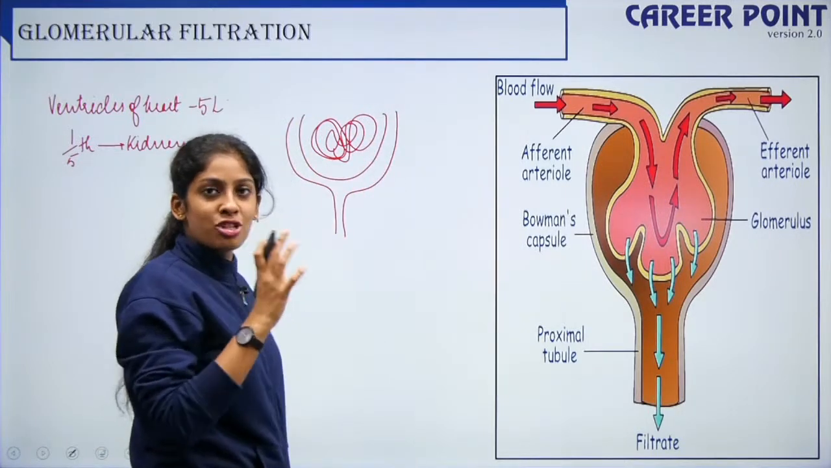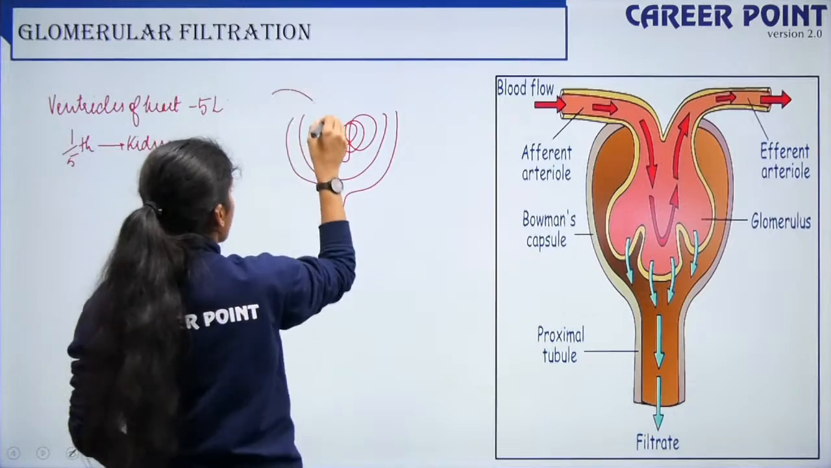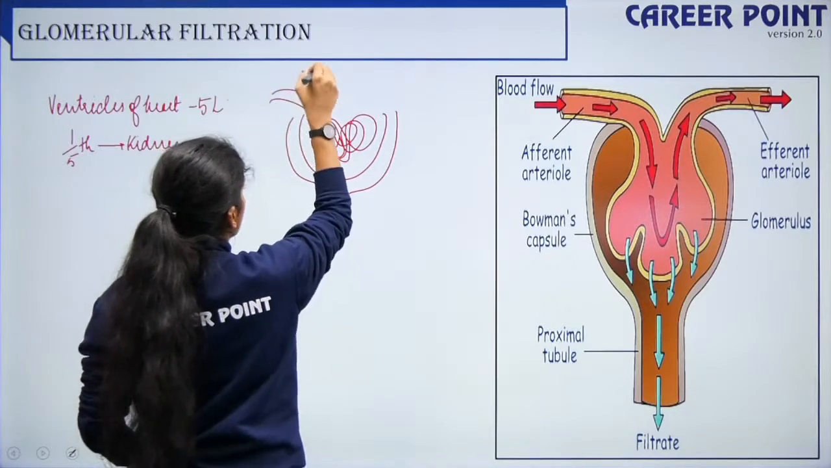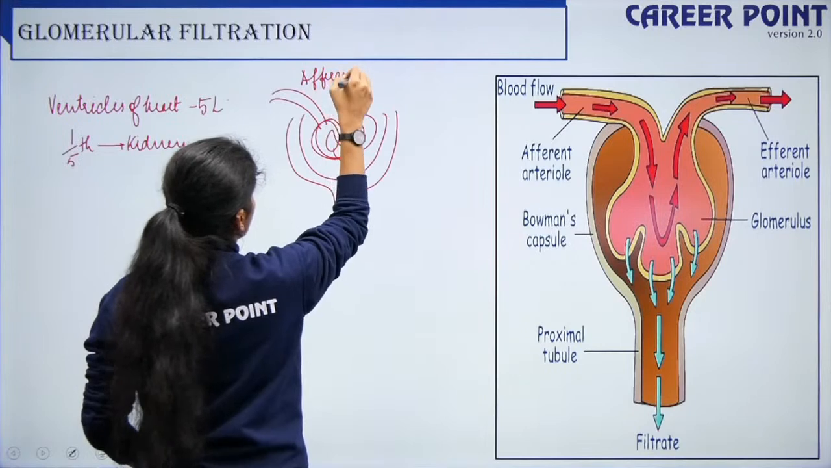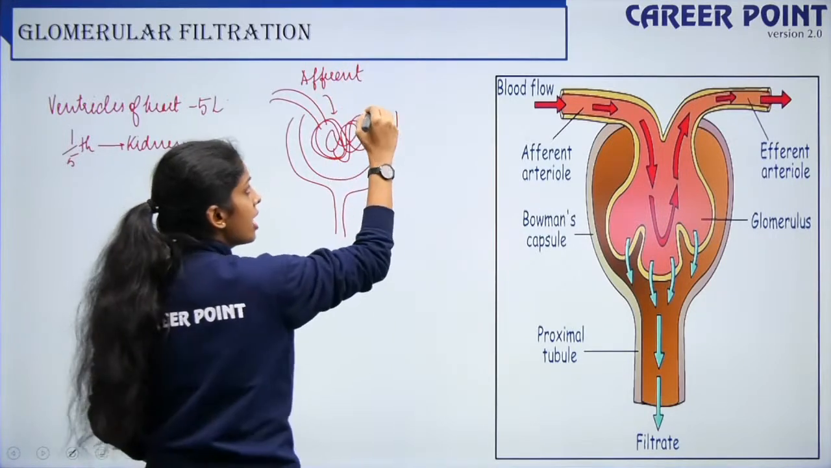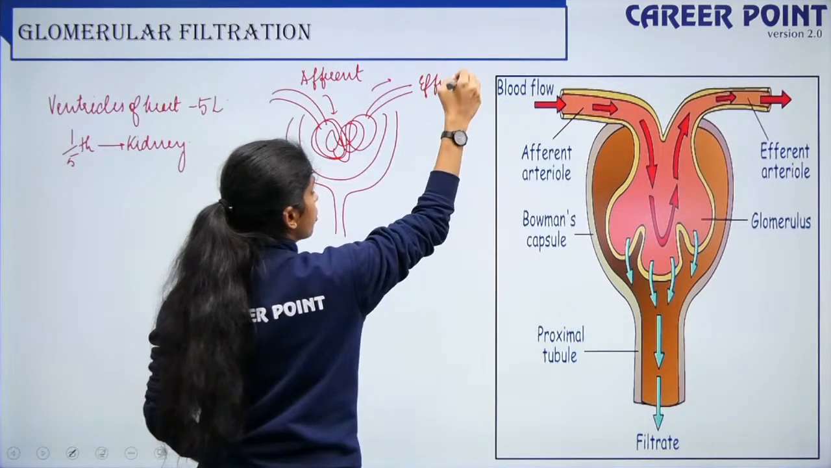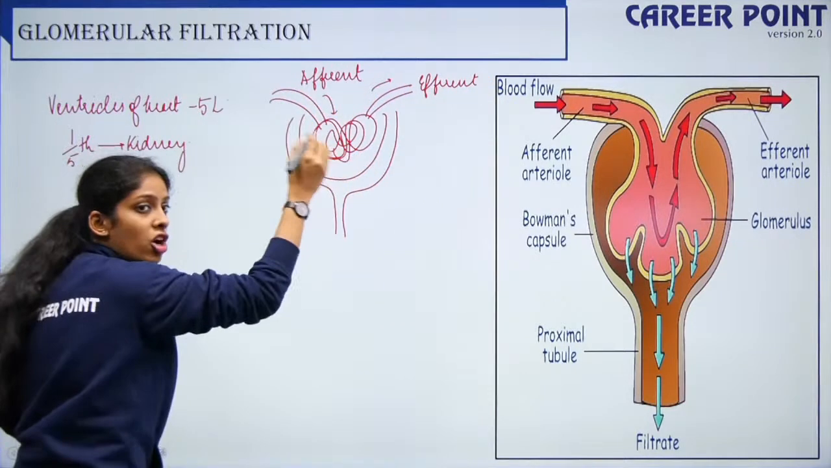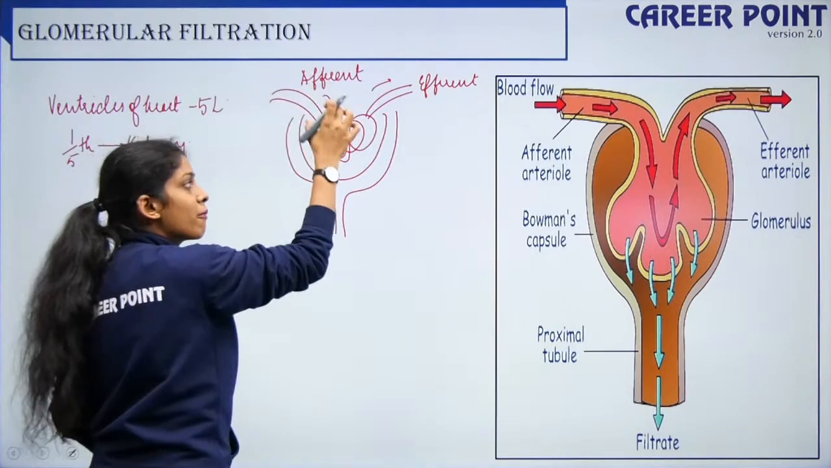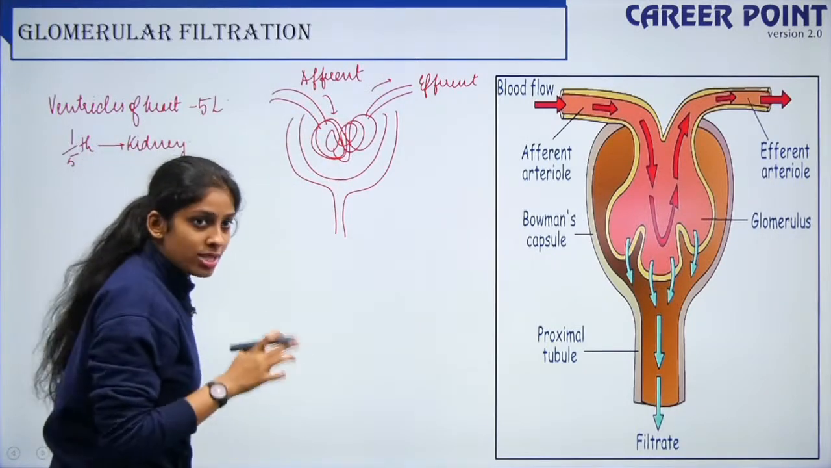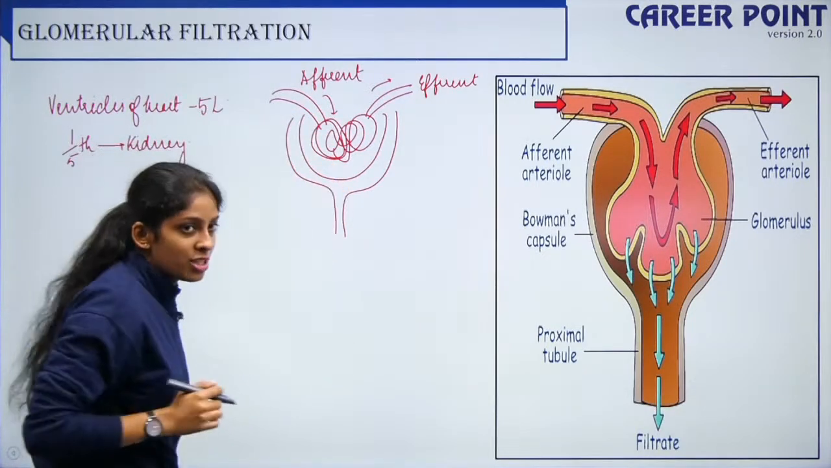So this is where the filtration is going to happen. The afferent arteriole brings the blood inside the glomerulus, right? And the efferent one takes the blood outside. So we don't have to worry about the efferent. Now we're going to talk about the afferent. Blood is coming from the heart inside the glomerulus, right? So now the filtration has to happen.